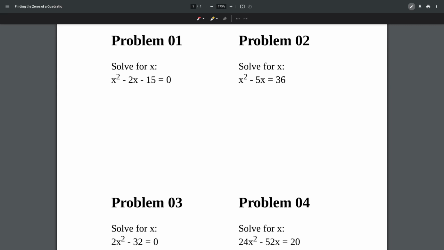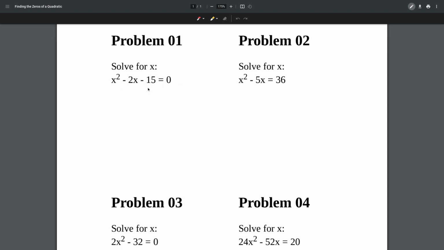In this video, we're going to factor quadratics so we can find the zeros, the solutions to the quadratic. So you see here in problem 1, it says solve for x. What they want us to do is find the two x values that satisfy the equation. So we have this equation, x squared minus 2x minus 15 equals 0.